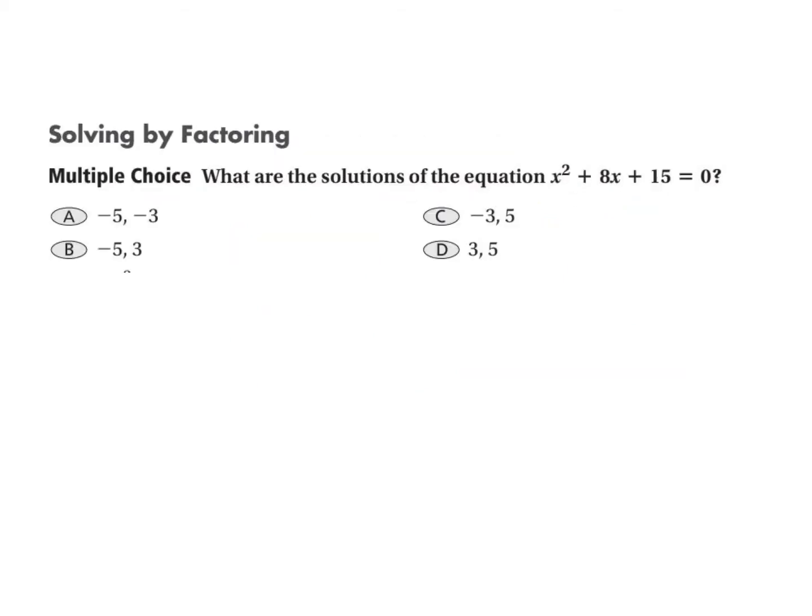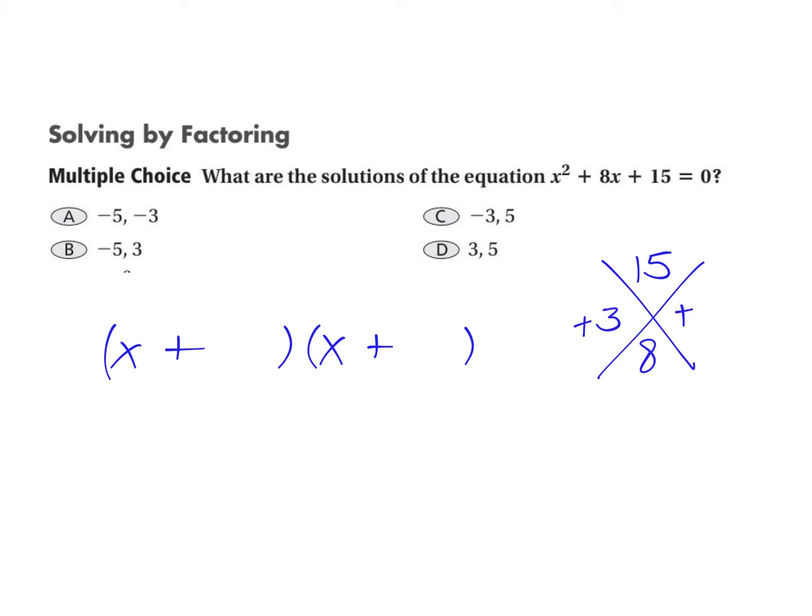All right, so here we have x squared plus 8x plus 15. We are going to factor it ourselves. I'm going to start by setting up my binomials, so we would have x and x. Both are positive. And for my x puzzle, we're looking for a product of 15 and a sum of 8. So it looks like we have a +3 and a +5. This would get us what we need.